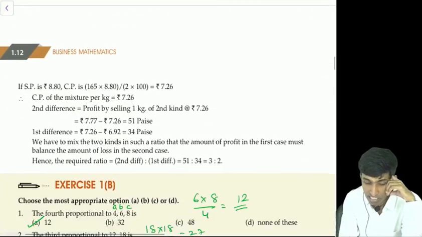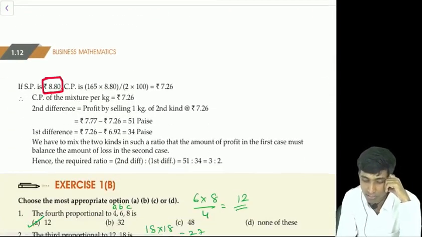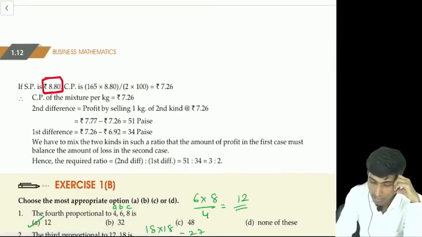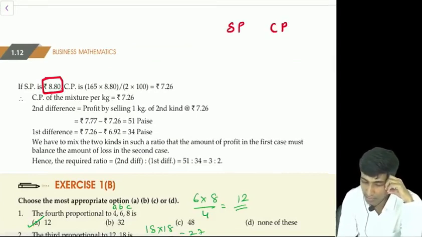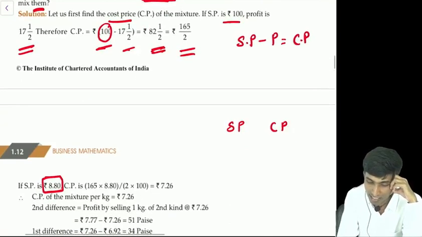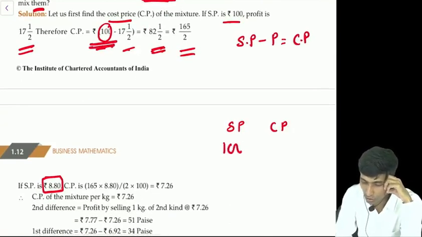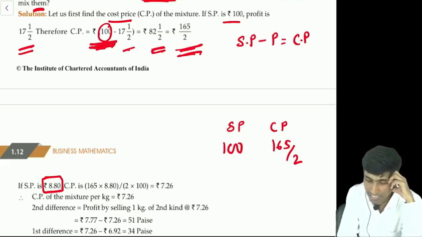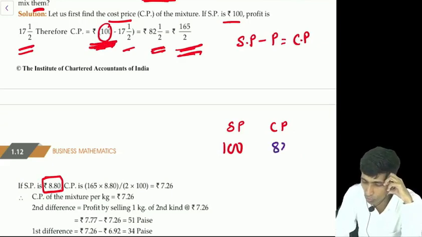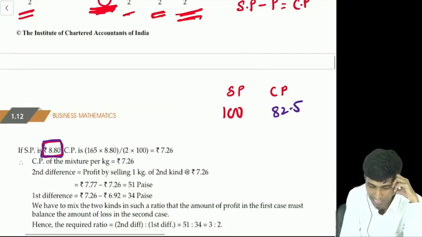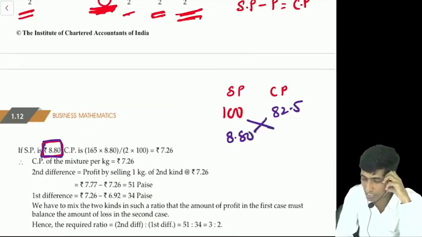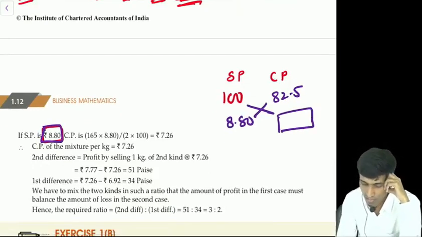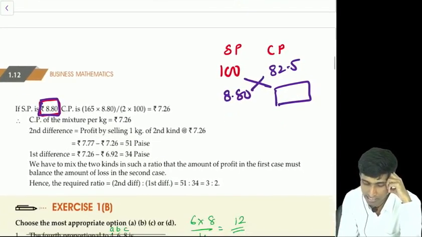This is cost. Selling price of the mixture was how much? 8.8. Selling price, cost price. Correct. Here if you see, when the selling price is 100, cost price is 165 by 2. Cross multiplication, unitary method. Why to do all this? We have calculator. 165 by 2 is 82.5. When the selling price is 8.80, at that time what is the cost price? You understood what to do? Check. How much is it?